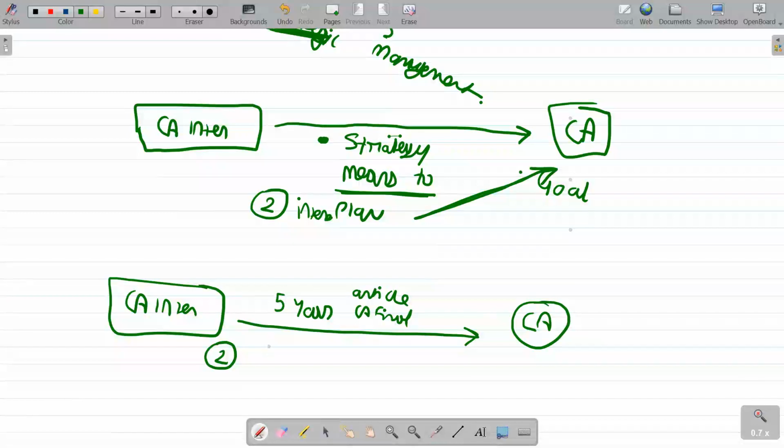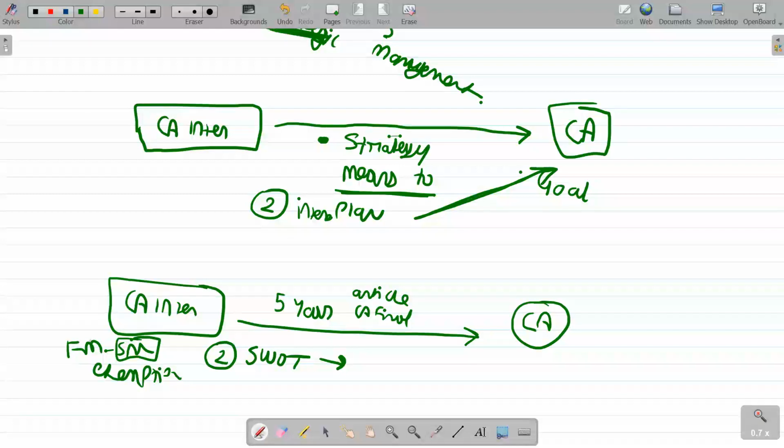Second thing you will do is identify your SWOT. Have you guys heard about SWOT? You will identify your SWOT, that is strength, weakness, opportunity and threat. Once you decide your SWOT, then accordingly you will plan your strategy. Like for example, I am again coming to your example. You decide that you want to pass the FM SM exam with exemption. One of your strengths is strategic management. My weakness is financial management because I don't like practical subjects. And you have found an opportunity that a 10-day fast track course of strategic management is available. So you have joined that course.